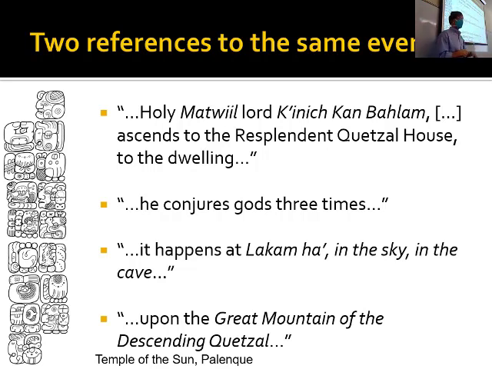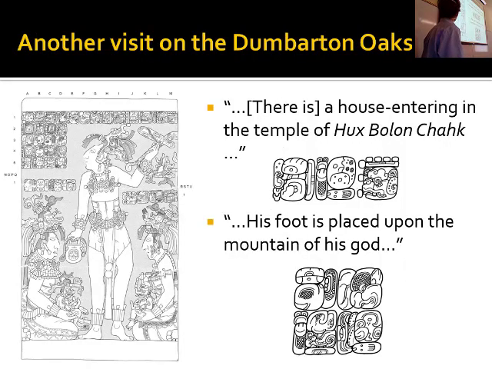It happens at Lakamha, in the sky, in the cave, upon the great mountain of the descending Quetzal. So we know that resplendent Quetzal house is somewhere on a mountain where you have to ascend to. That's the Chen of the god, and that's the Chen of the place of Lakamha. And this is the panel looted from that shrine, now in the collection at the Bark Noaks.